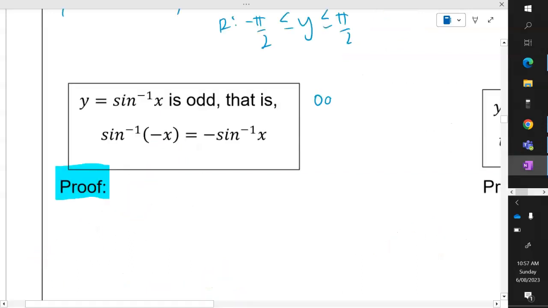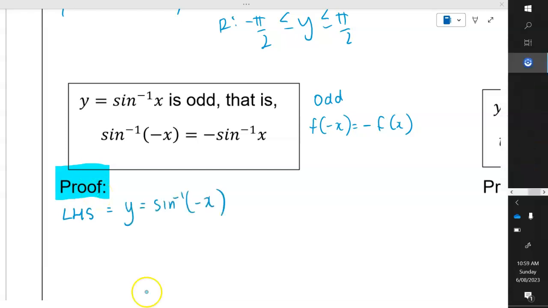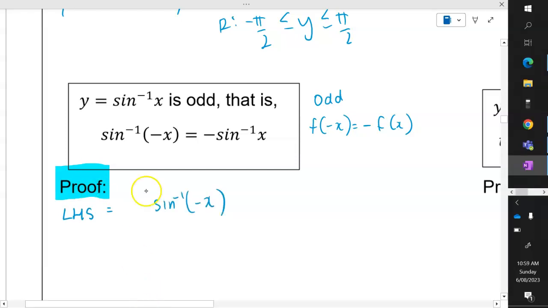And the test that we've been doing in advanced maths for odd functions, we could say that f of minus x is equal to minus f of x. If that's the case, then it's odd. And that's all we're doing here, is saying that our function of minus x is equal to minus of our function. But we're going to prove it. So we're going to start with our left-hand side. And we're going to say our left-hand side is equal to sine inverse of minus x. And I'm going to let y be equal to sine inverse of minus x.